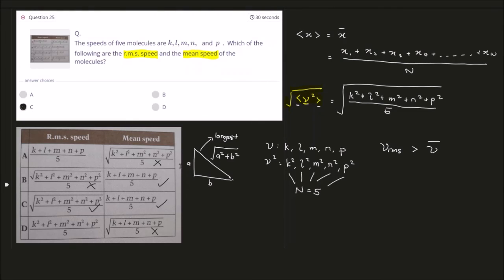Honestly, I don't think I can explain this well. What I will do is I'll refer you to a video and a specific time frame. Look for it in the description. I believe that video will be very helpful for you to understand why root mean square speed should be greater than the mean speed.